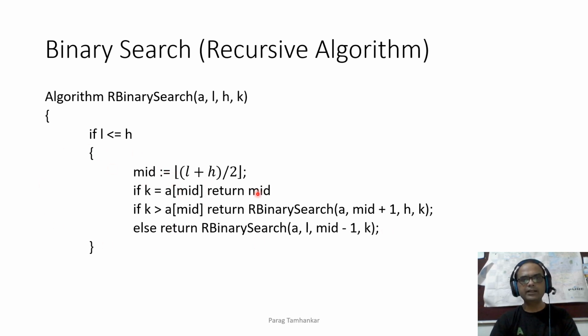Eventually, if we get the element, we will return the index position. If the element is not there in the array, eventually this if condition will be false. And what we do is we return minus 1 for unsuccessful search.